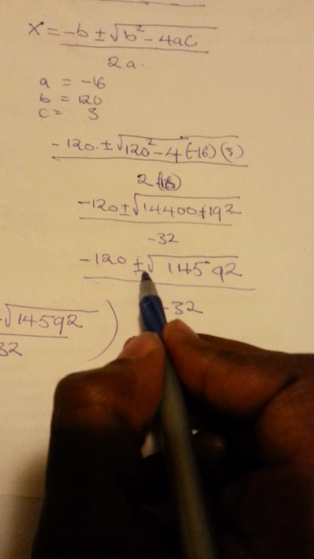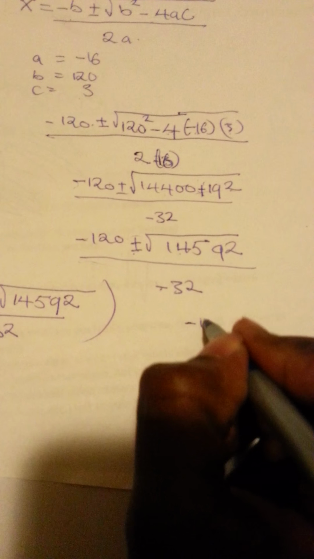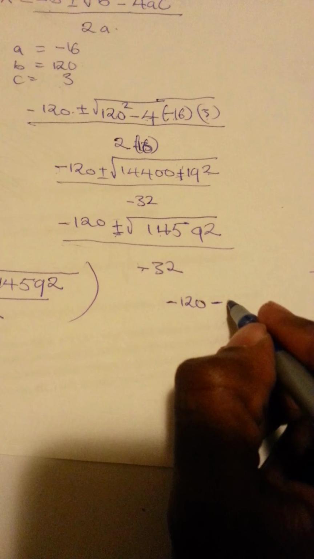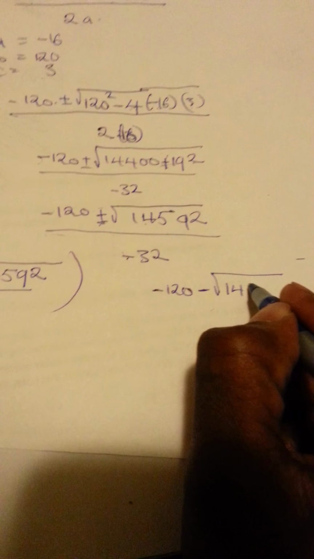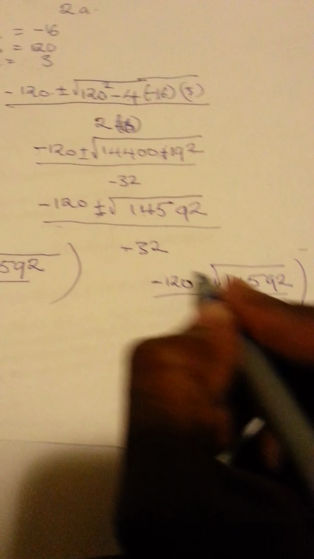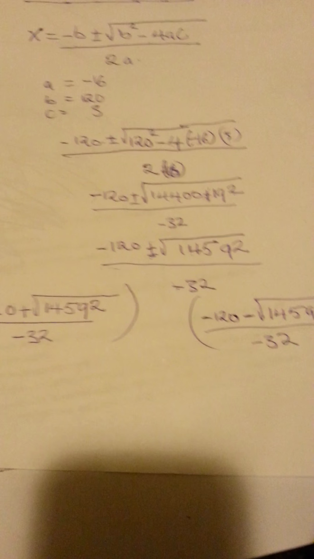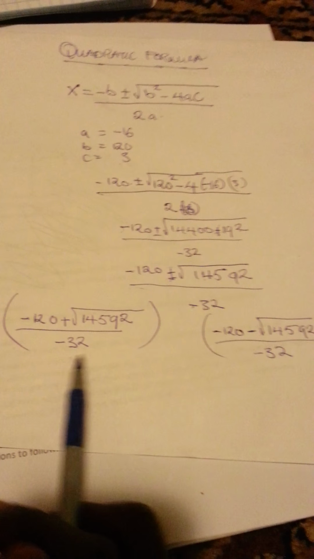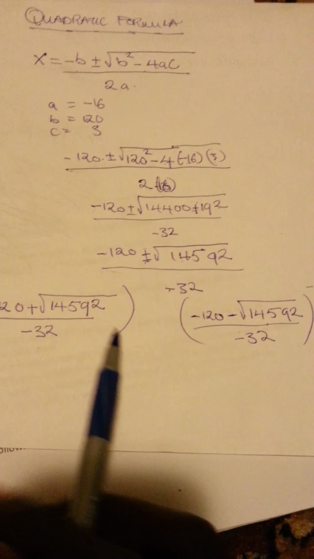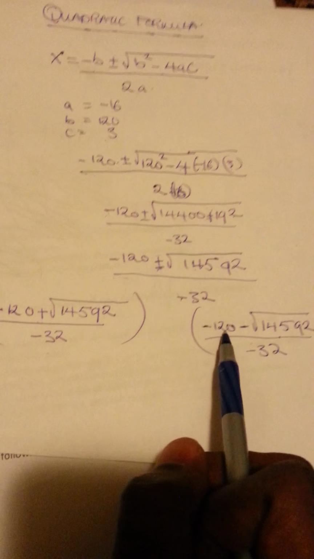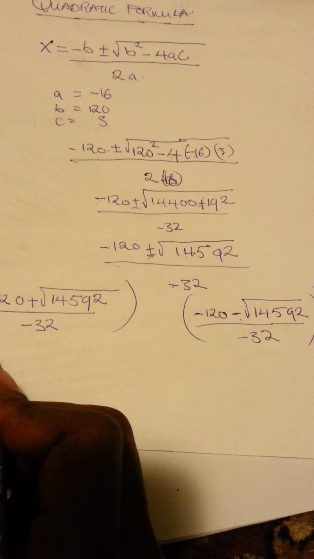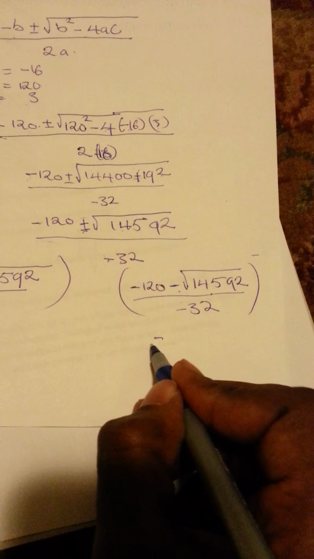Then the next one, we're going to use the negative: negative 120 minus the square root of 14,592, divided by negative 32. So now let's see what's the difference between this equation and this equation. They all have the same numbers, but the only difference is this has positive and this has negative, and that comes from this one right here. So in this case we're going to have two answers.